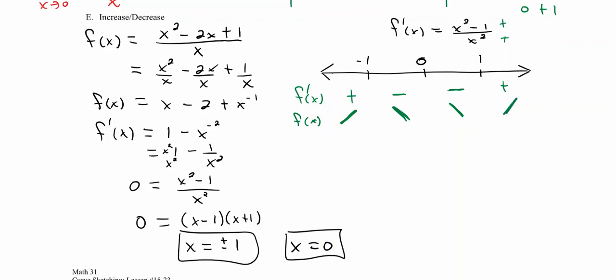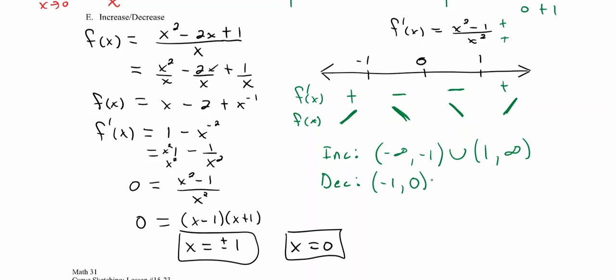All right, so let's quickly write our intervals of increase and decrease. It will increase from the interval -infinity to -1, unioned with 1 comma infinity. It will decrease from -1 to 0, and then unioned with 0 to 1.